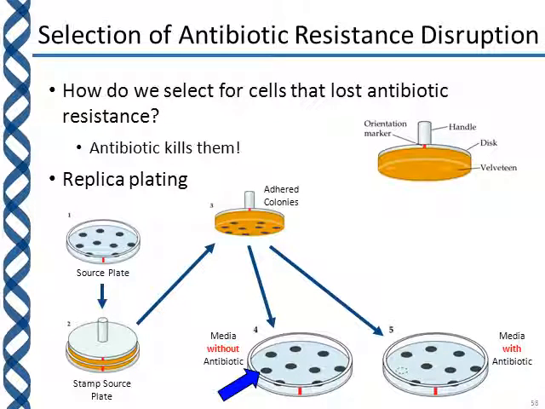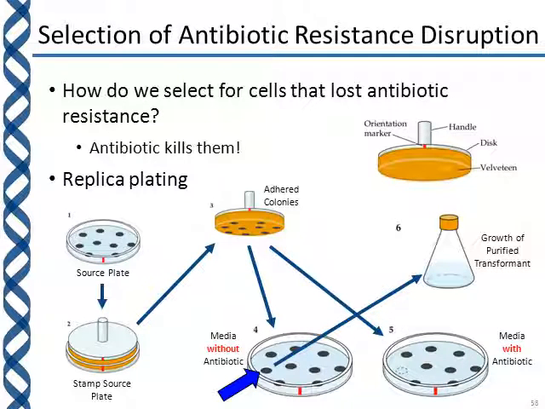If you notice, of all of these, on the media without antibiotics, all the clones grow. On the media with the antibiotic, you see the loss of a single clone. So in that manner, this allows you to identify the clone which has had the antibiotic resistance disrupted. You can then go back and select that clone and grow it so that you have the growth of the purified transformant.